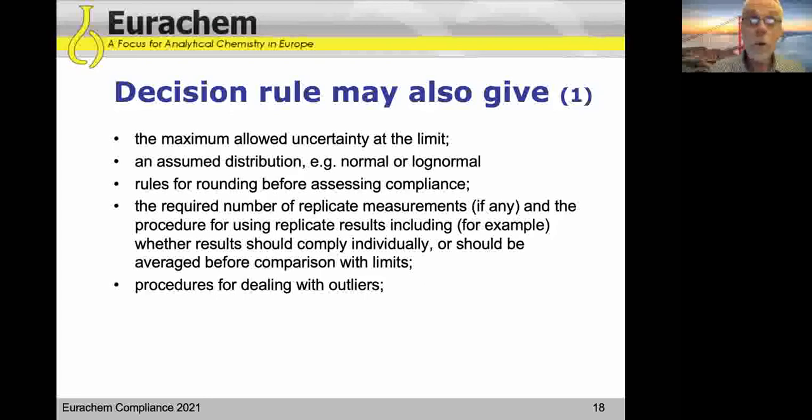We also need to have rules for rounding before assessing compliance. For example, if you have 16.17 and you round that to 16.2, maybe you get a different result than if you compare with the original 16.17. There is also the number of replicates you need to do, and whether each replicate has to be compliant, or the mean value or the median value, and also how to deal with outliers if you find them. All this, of course, helps when you have to make your decision.